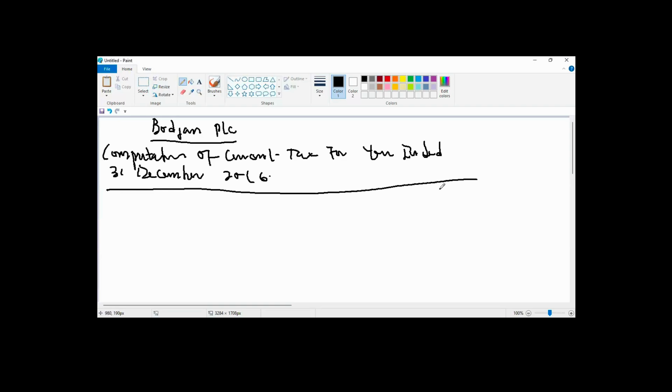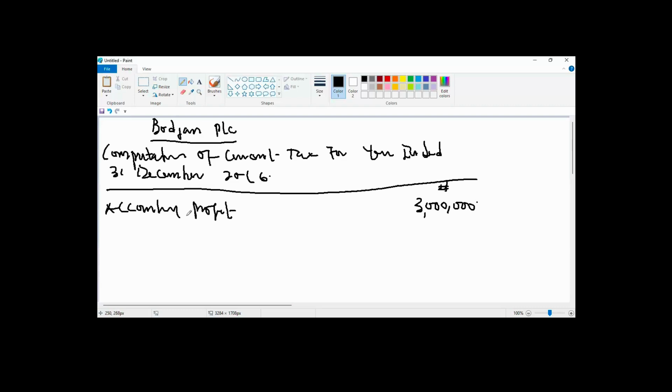You must give me accounting profits. Yes, they give us accounting profits. For me to compute current tax, there must be accounting profits. The budget and accounting profit is 3 million. This is for the year ended 31st December 2016. The following facts were discovered when reviewing the financial statements.